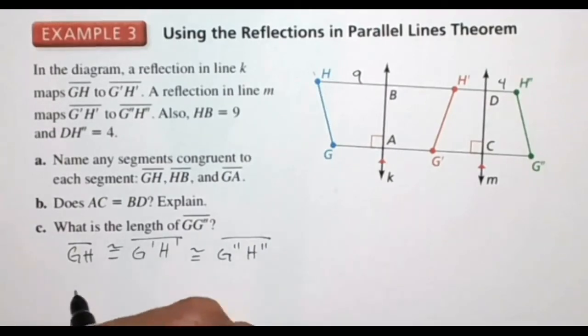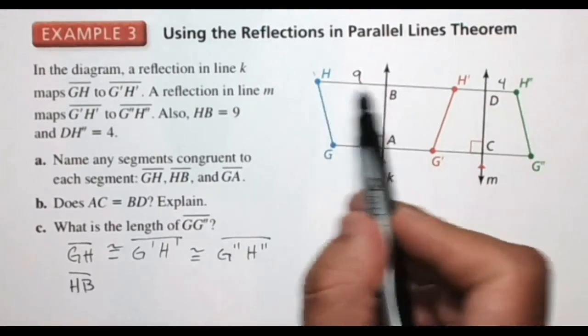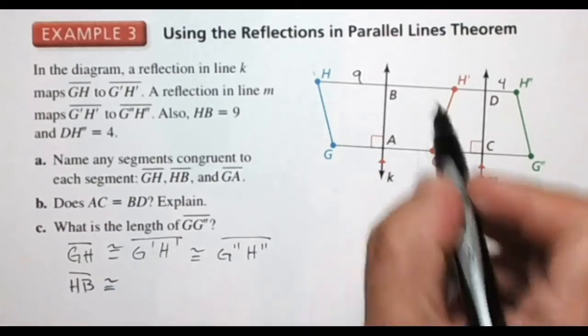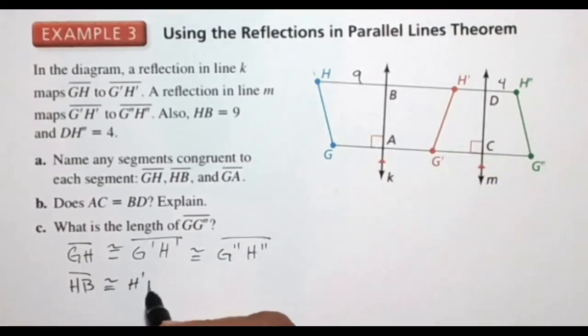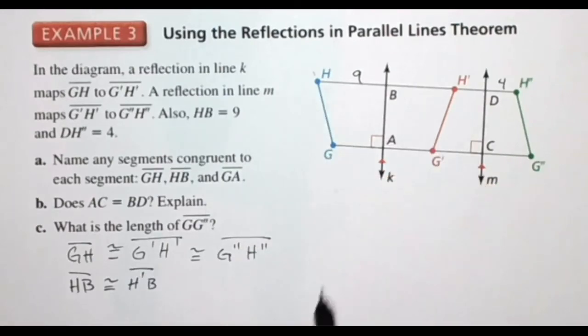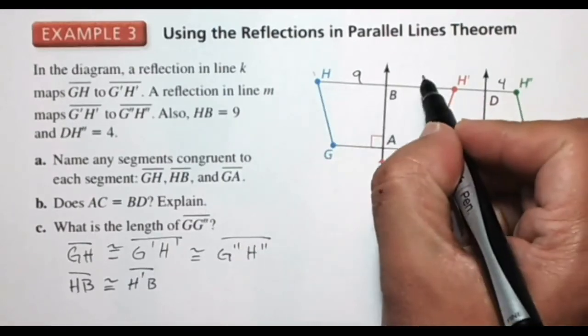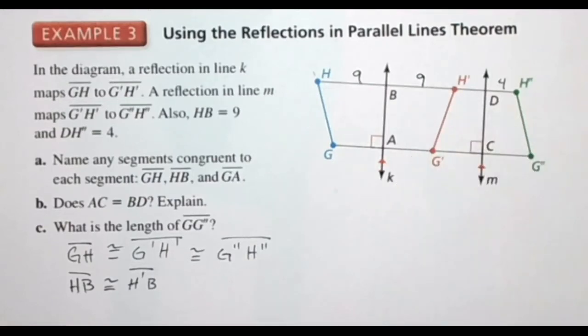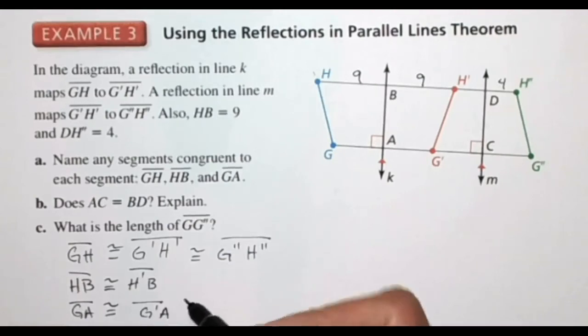And now we look at segment HB. What's congruent to segment HB? I know HB is going to be congruent to H prime B prime, because this is a reflection. And so if HB is 9, H prime to B is also 9. And then we have segment GA. That one is going to be congruent to segment G prime A.